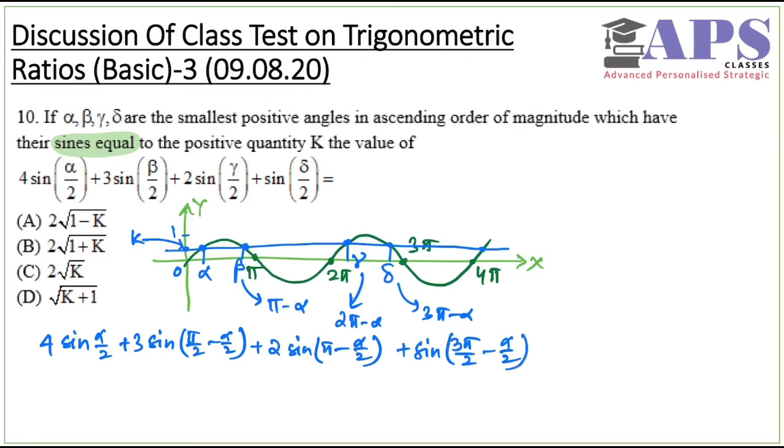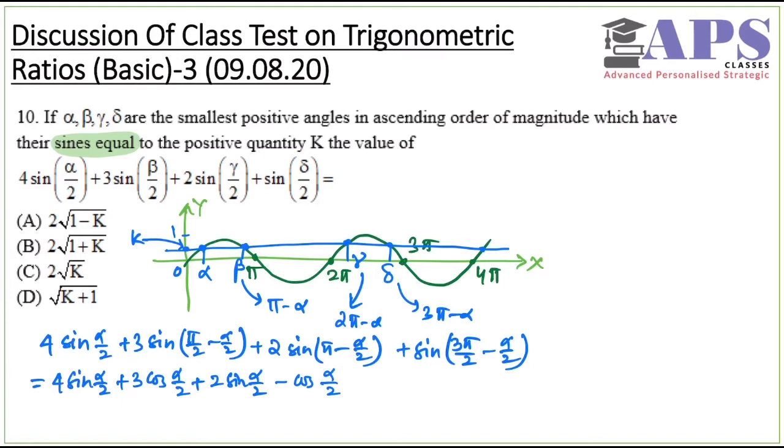So everything is written in terms of alpha by 2 now. It is giving us 4 sine alpha by 2, and this is 3 cos alpha by 2, 2 sine alpha by 2, and that is 3 pi by 2 minus this, so third quadrant, it's minus cos alpha by 2. Right. So therefore I am getting 6 sine alpha by 2.